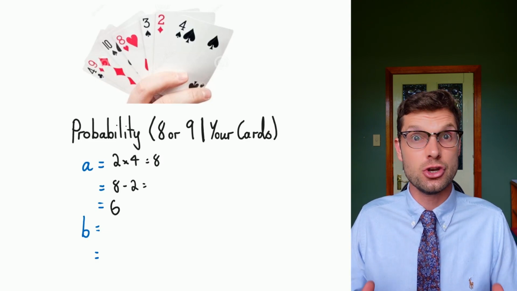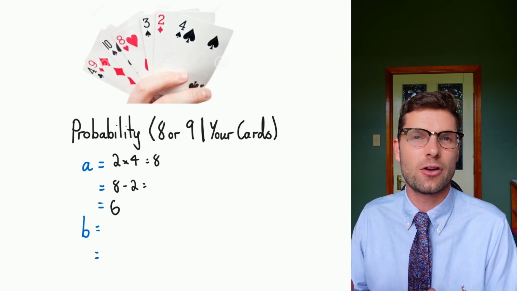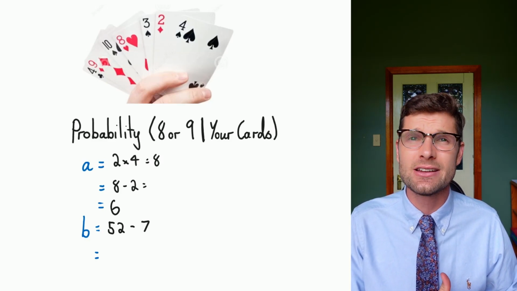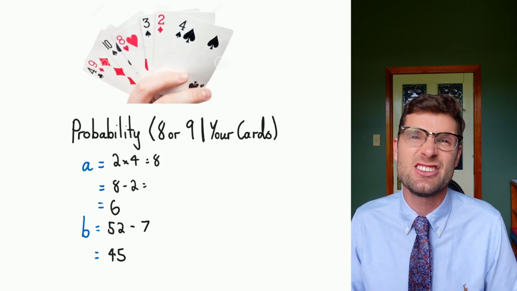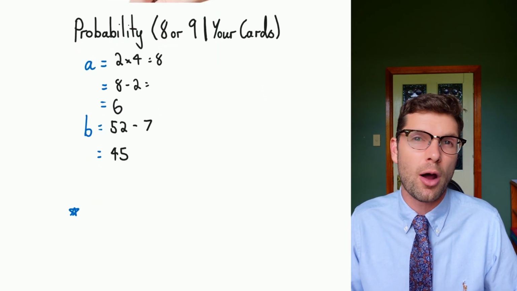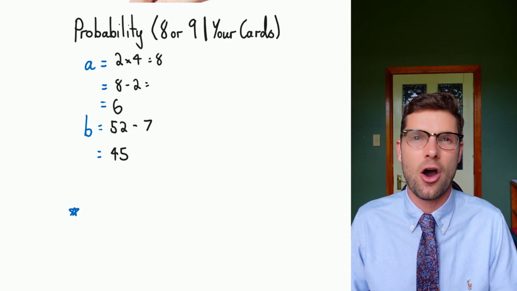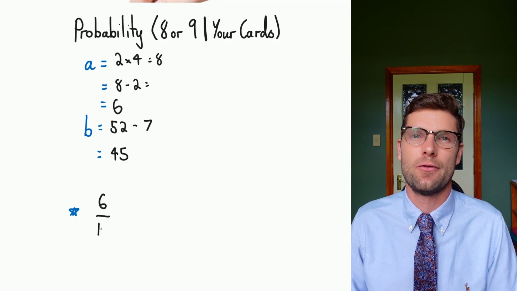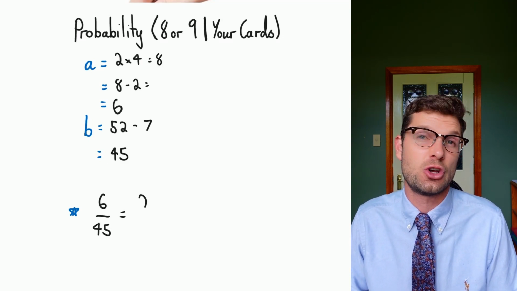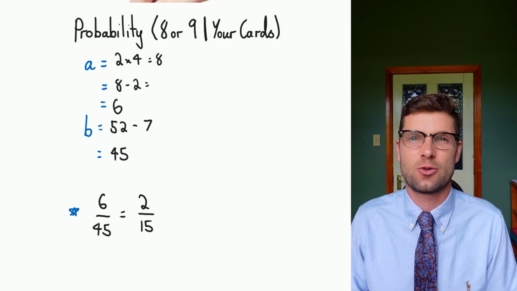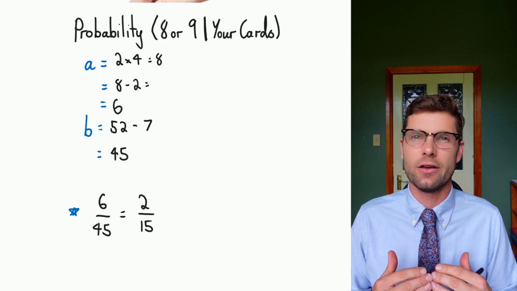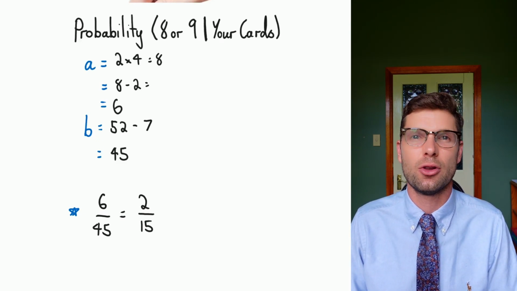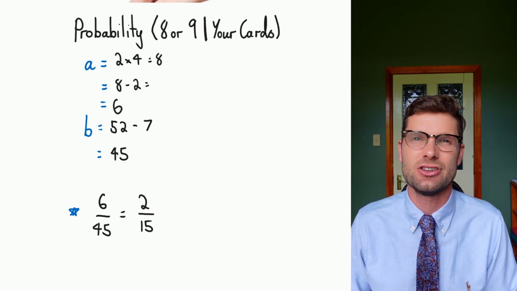Then to find B, the new sample space given what I've got, it means that there's not 52 possible outcomes. I actually have to minus the 7 that are in my hand. And this is just equal to 45. So the probability of me pulling an 8 or a 9 randomly as the next card isn't 8 over 52, it's 6 over 45, which simplifies down to 2 over 15. And that's all these questions are. Looking at what you've got, knowing what is possible based on your hand, and then applying these simple probability calculations.